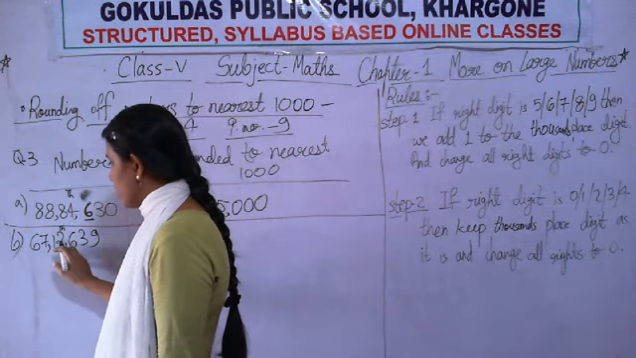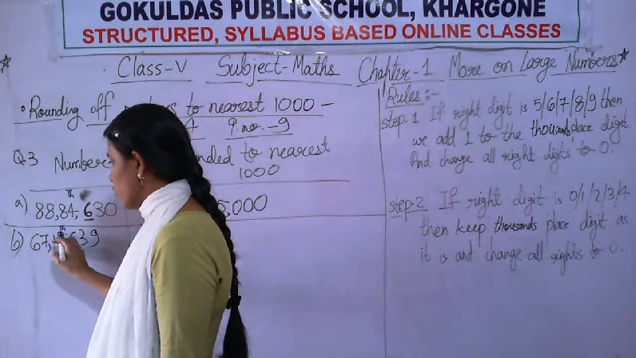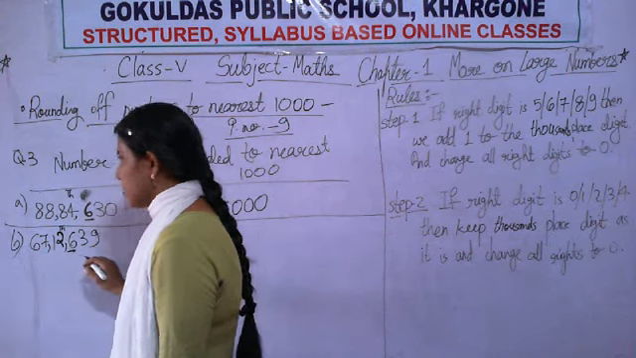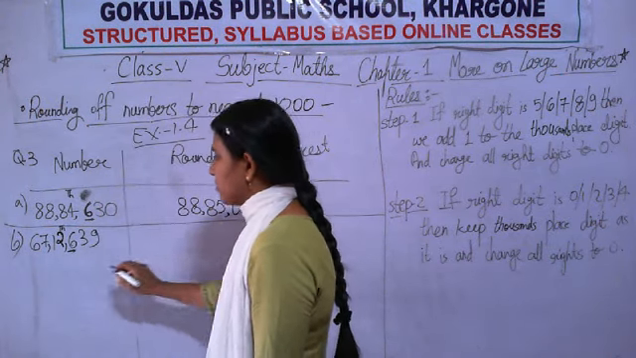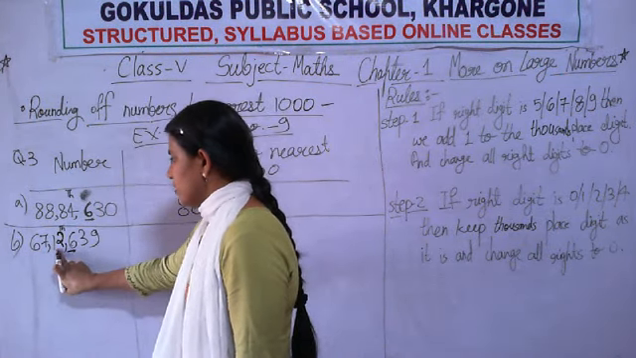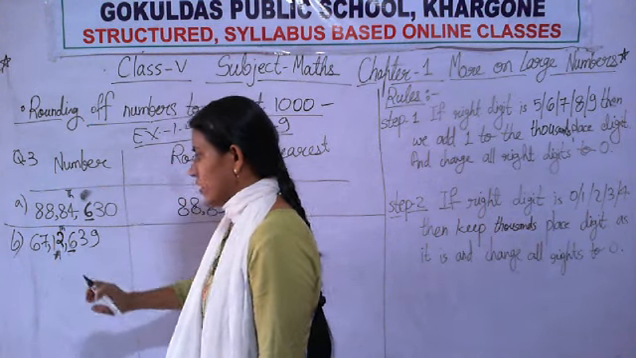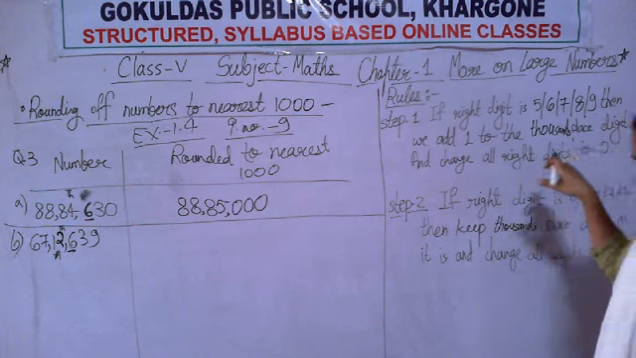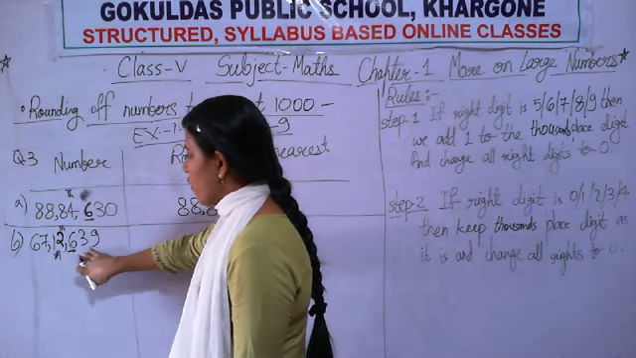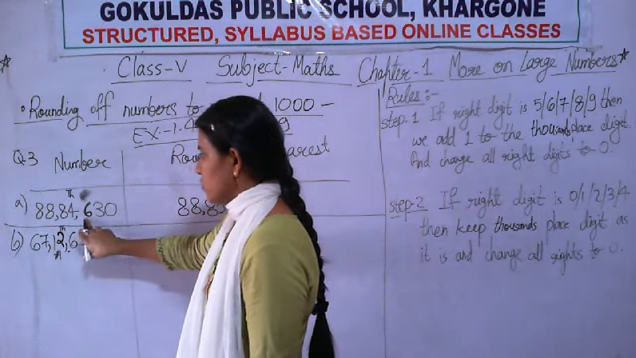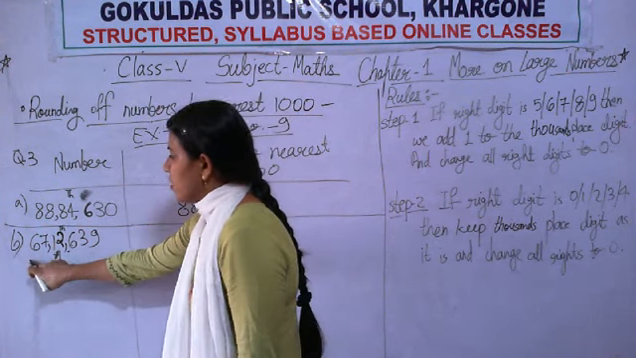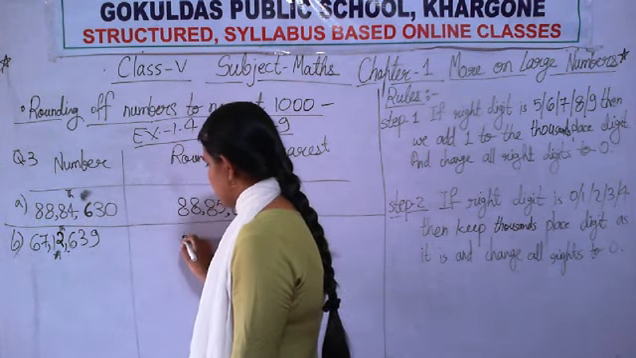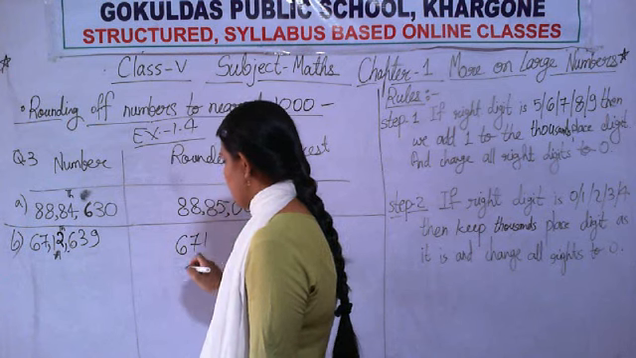You will add 1 to this place. When you add 1 to 2, what will you get? You have to add 1 to this, and change all right digits to 0. So you will change all these right digits to 0. The remaining digits will be the same, means 6 as it is, 7 as it is, 1 as it is.